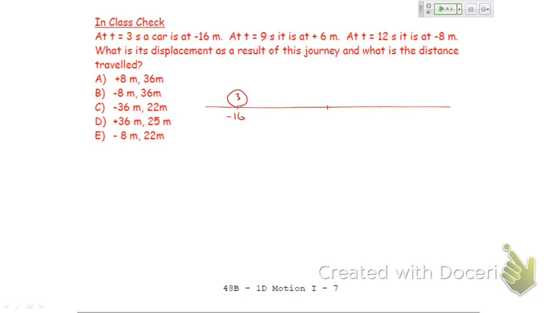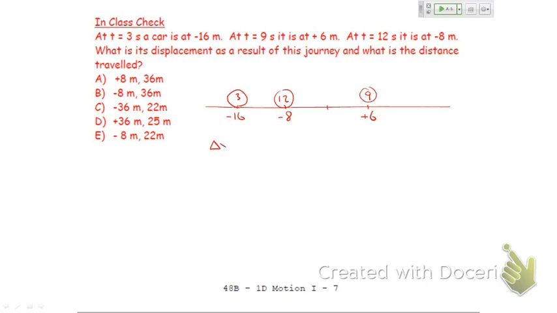And at t equals 9 seconds, it's at plus 6. So here's plus 6, and this is at 9 seconds. And at t equals 12 seconds, it's at minus 8. So minus 8, and this is at 12 seconds. And it says, what is displacement?